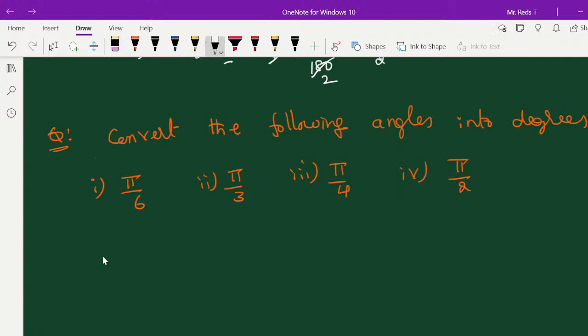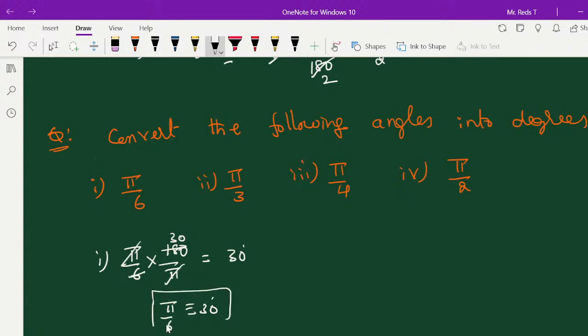So first, pi by 6. If an angle is given in terms of pi, you have to say that the angle is given in radians. Then to convert into degree, you multiply with 180 by pi. Pi cancels, and 180 divided by 6 is 30 degree. So pi by 6 radian is identical to 30 degree, which you have already observed. 30 degrees is equal to pi by 6 radians, or pi by 6 radians is equal to 30 degree.